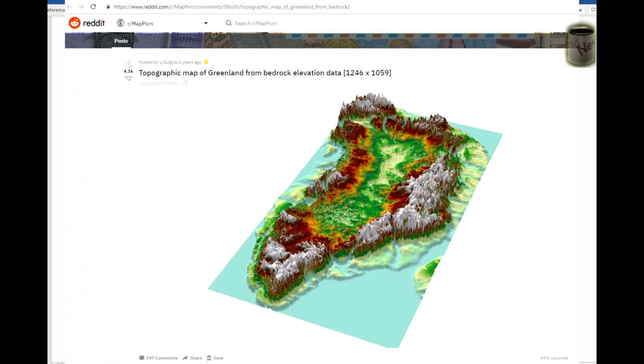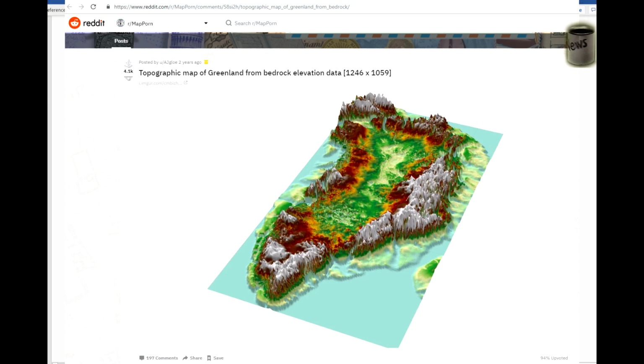And when you look at the topography of Greenland, like I said, the bedrock is a giant cup, which is probably like that because of the weight of the ice. It probably depresses the landmass. So, it's just bullshit, pretty much.